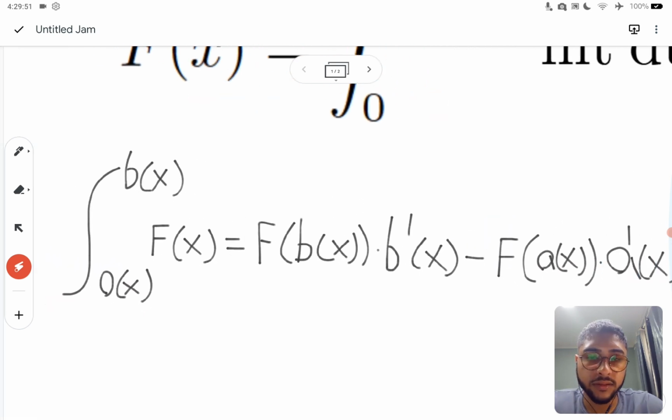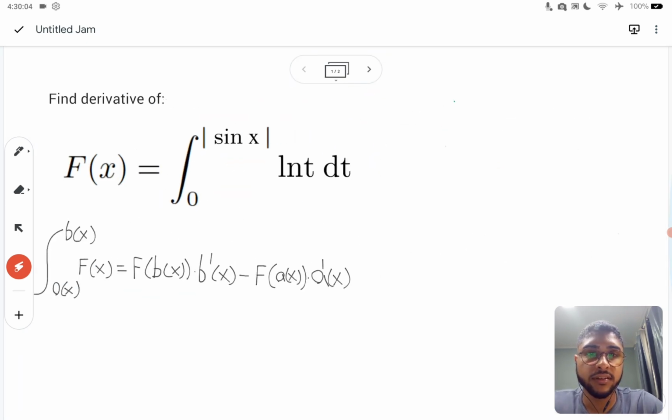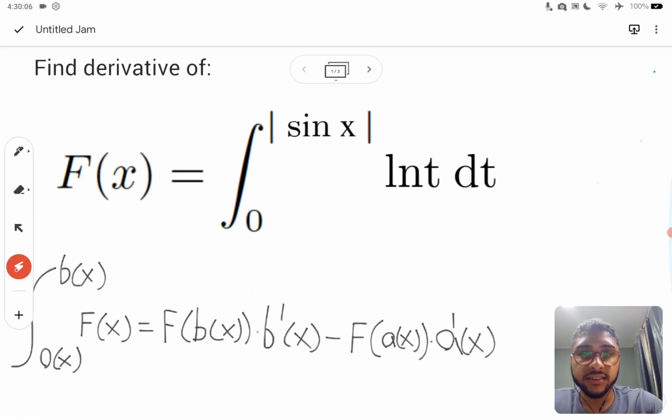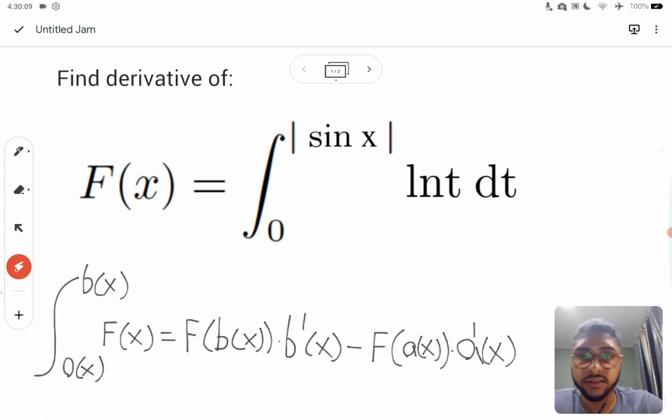If you look at this formula again, you will see that the Leibniz rule applies only when you have a variable in the upper or lower bounds of the integral. This is the exact case that we have here. We have a variable in the upper bound of this integral. Then automatically we will solve this problem using the Leibniz rule.